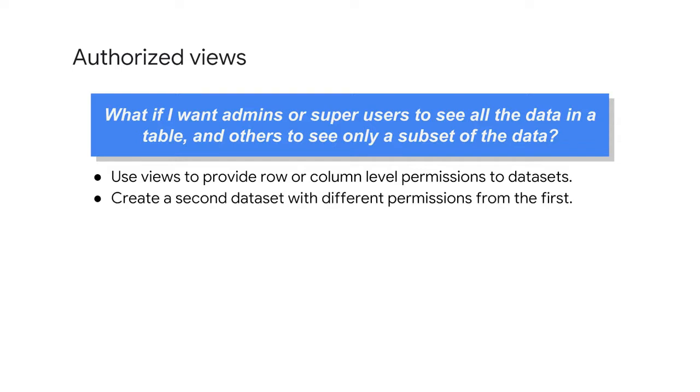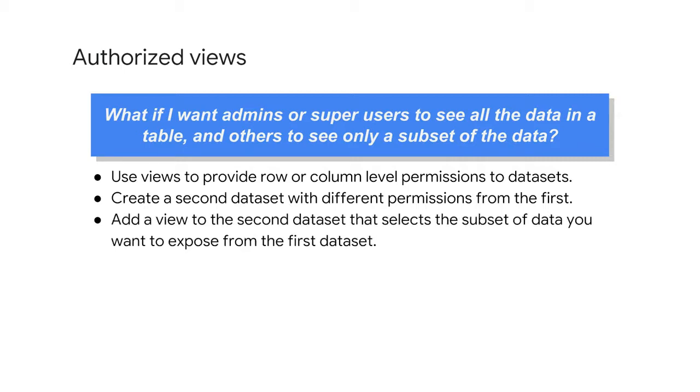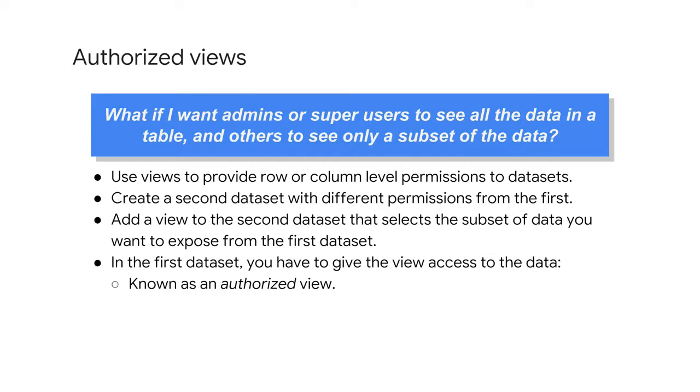To create authorized views, create a second dataset with different permissions from the first. Add a view to the second dataset that selects the subset of the data you want to expose from the first dataset. In the first dataset, you then have to give the view access to the underlying data.